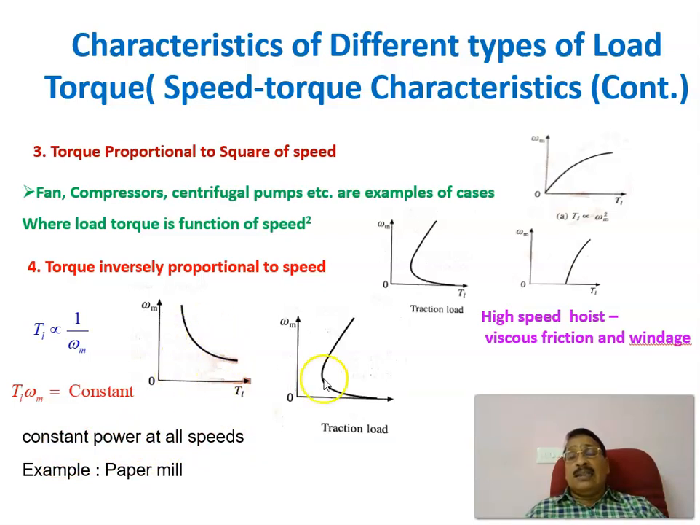For this type of characteristic, either traction or any application having an inverse characteristic between torque and omega M, constant power is there. Power is constant at all speeds. An example is used in paper mills, etc. Therefore, these are the different types of loads. In the first, torque is independent of the speed. Second, torque is directly proportional to the speed. Third, torque is proportional to the square of the speed. Fourth, torque is inversely proportional to the speed. These are the different types of load used in industries and household applications.